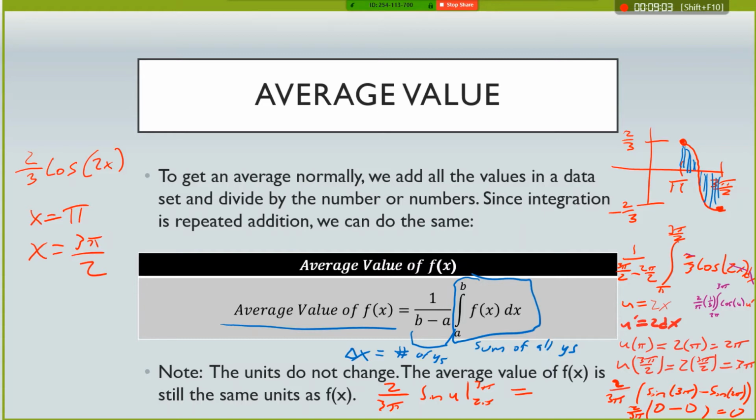Because this is an average value, your units will not change. So if this 2/3 cosine 2x was really a velocity, and your x value was time, when you integrated, that would have stepped up to displacement, right? But then you divided by your change in x. If you divide your displacement by change in x, you'll get back to velocity. So your units in the end did not change. This would give you your average velocity from pi to 3 pi halves.